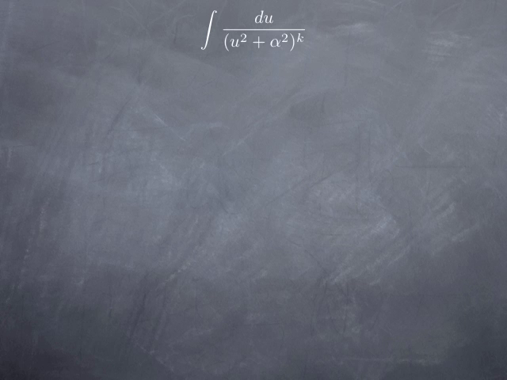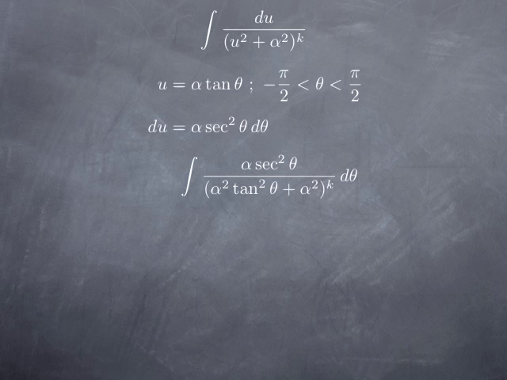So what do we do in this case? Well, we're going to use a trig substitution. u is alpha tangent of theta, then du is alpha secant squared theta, and we substitute. So at the top we have du, that's alpha secant squared of theta. At the bottom we have u squared is alpha squared tangent squared theta, plus alpha squared, all that to the k. I can pull out the alpha squared, and when I pull it out of the power k, I get alpha to the 2k. I can pull out the alpha that is at the top. I get a constant term, alpha over alpha to the 2k, and then the integral of secant squared divided by tangent squared theta plus 1 to the k.